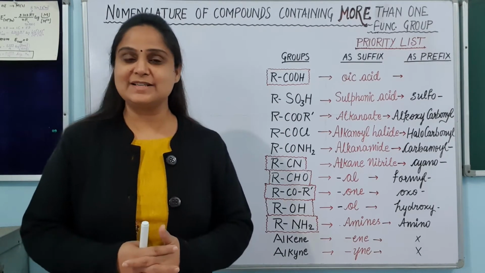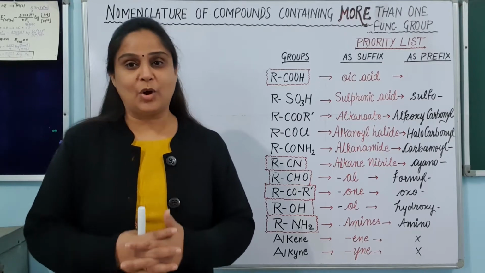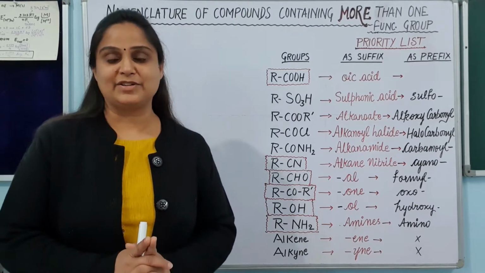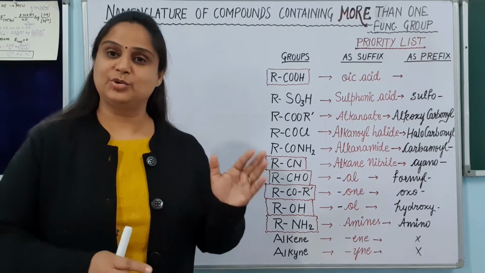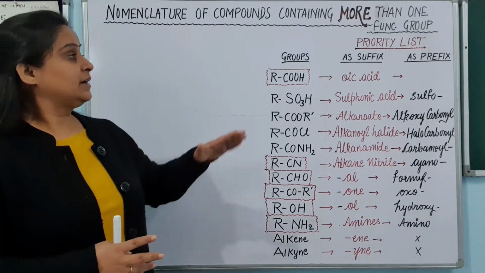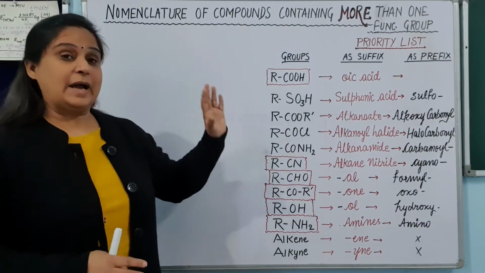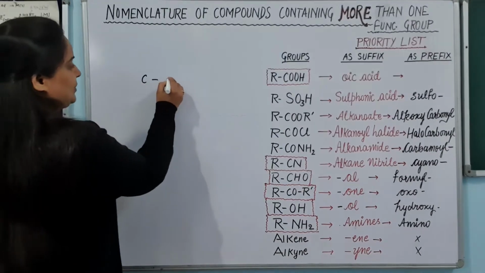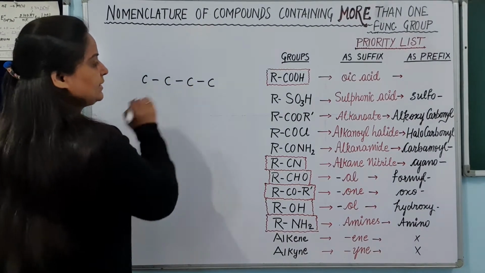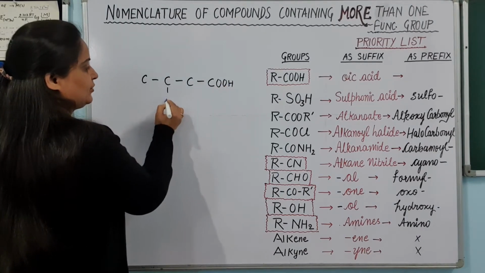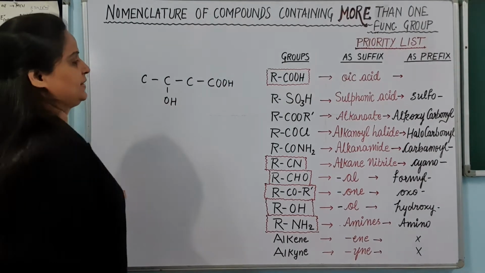Okay, so let us start with the nomenclature of organic compounds containing more than one functional group. So more than one, 2, 3, 4, jitne bhi ho, doesn't matter. So I am starting from the functional group. I am giving you one example of what I am talking about. So here is one compound containing carbon. Here I am taking a functional group and one more functional group I am using here.